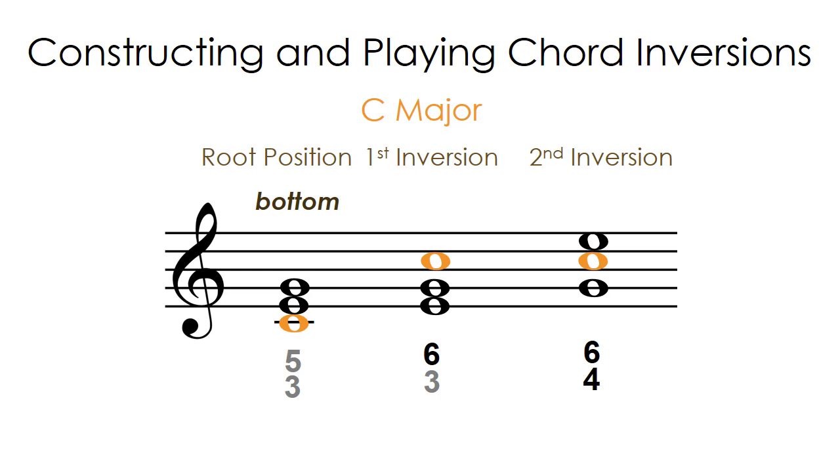In a first inversion, or 6-3 chord, the root is always found in the top voice. Notice that the bottom interval is a third. In a second inversion, or 6-4 chord, the root is always in the middle voice. Notice that the bottom interval is a fourth.